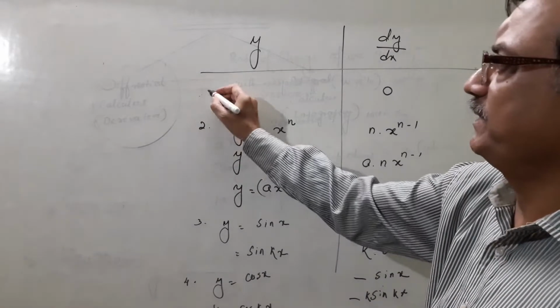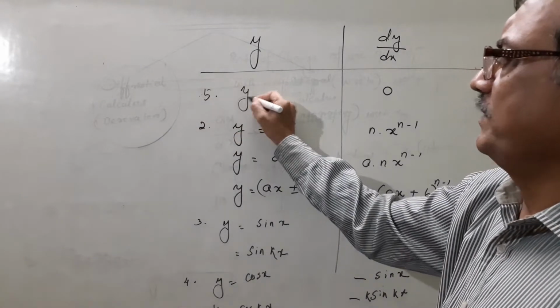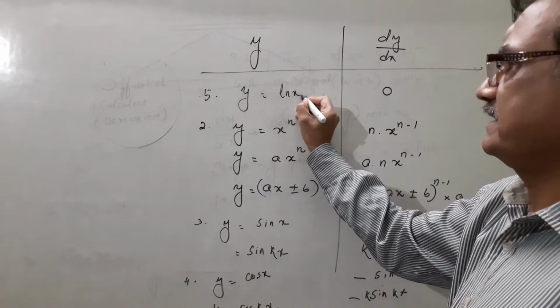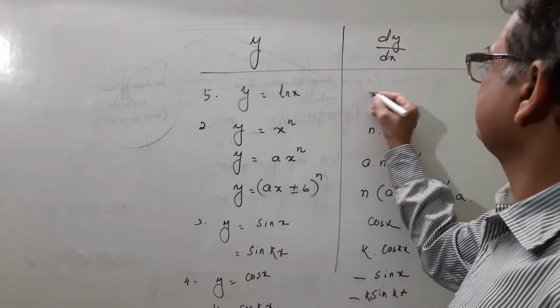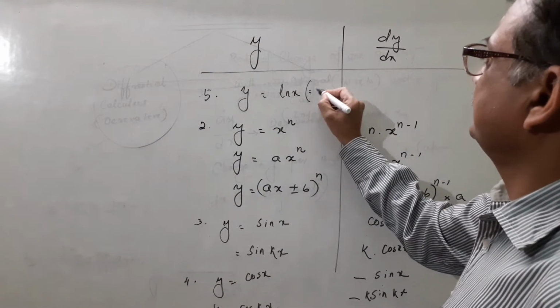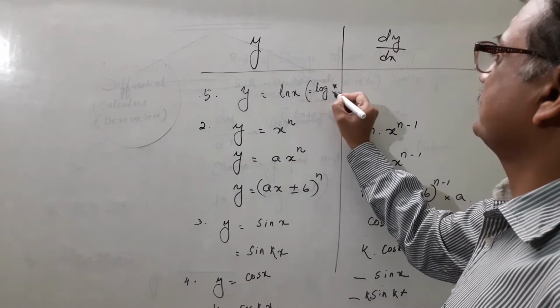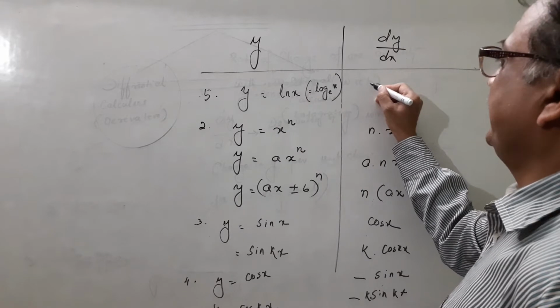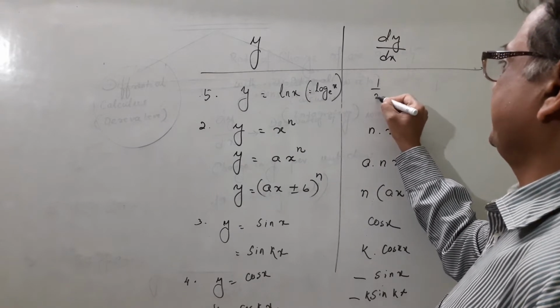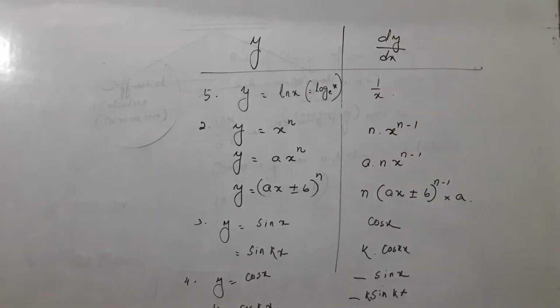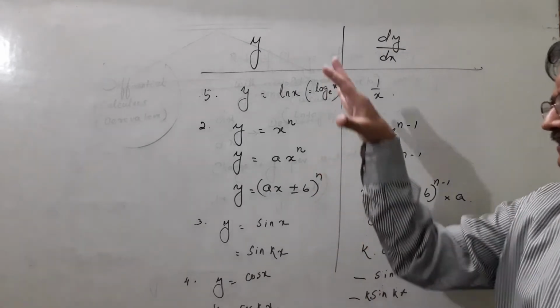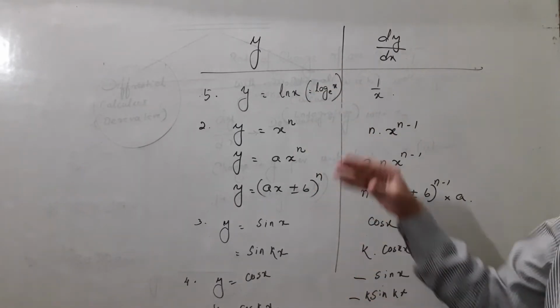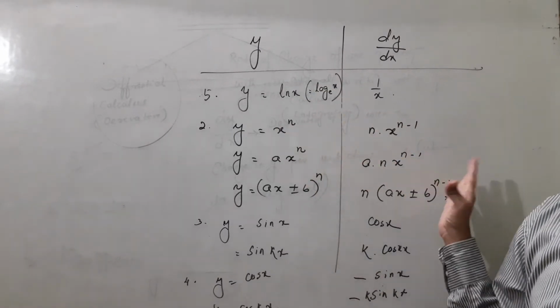Then you write a fifth formula. Y is equal to ln x. Ln means it is a logarithm. It is actually log x to the base, actually the base is different here, that I will discuss later on. And here the derivative is 1 by x. So you remember these 5 formulas. Write them down in your note copy and we will discuss how they are applicable.